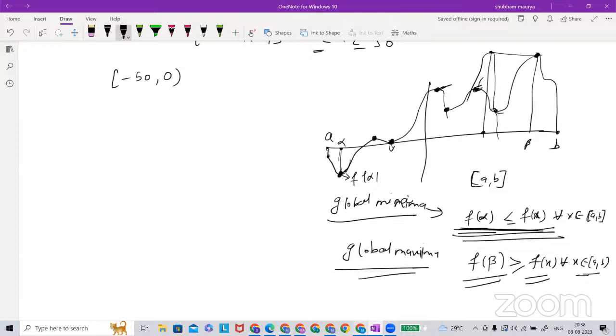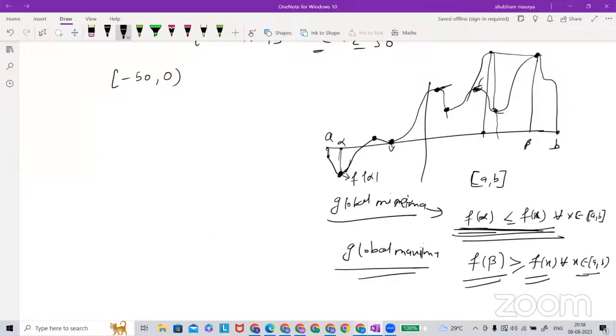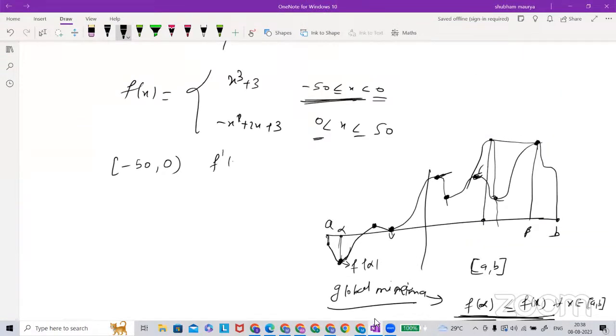Okay. So for this problem, we have to go with the local maxima. It says 1 is a local maxima, so find where 1 will be. It will be here. So just differentiate this function first. You have to check whether this is a critical point or not. You have a function in this interval, which is minus x squared, and so on. You have to differentiate that function at least in this interval. Just differentiate it, and it will be minus 2x plus 2.